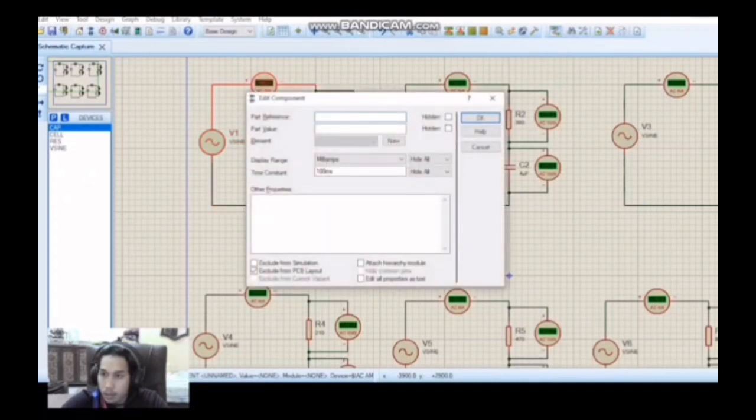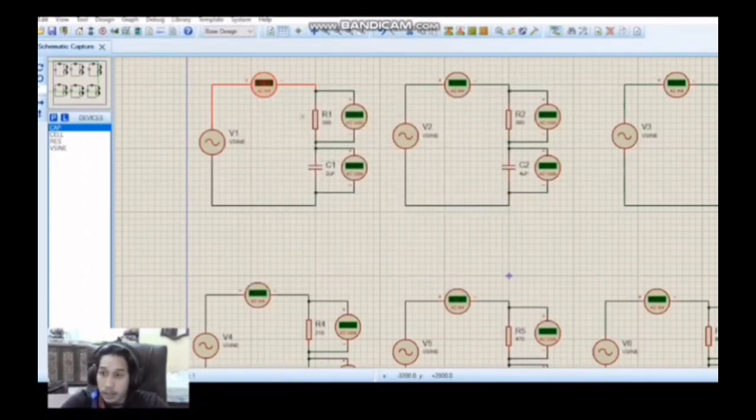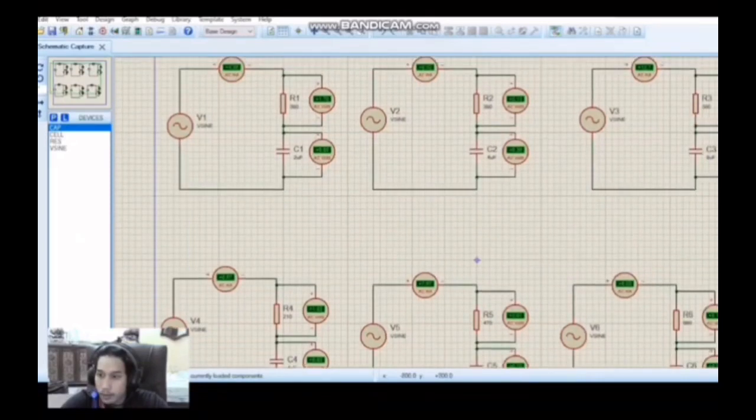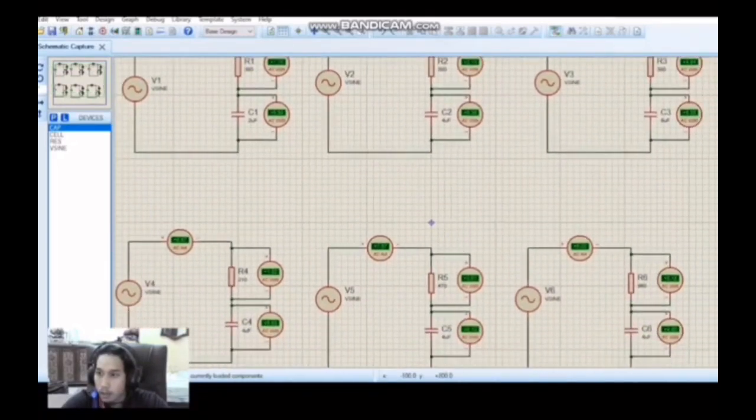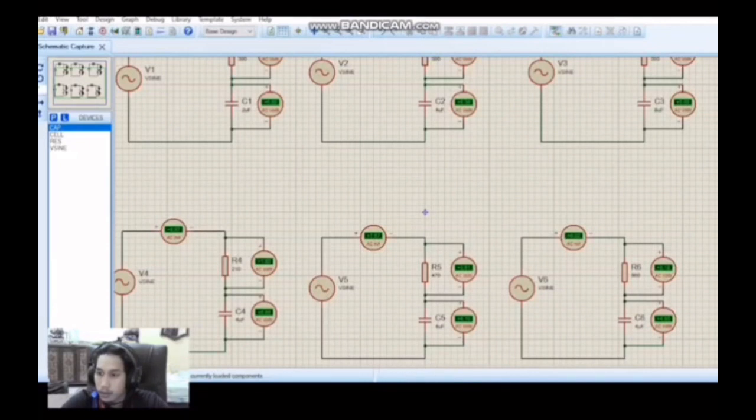For the emitter, we need to change the display range. We set it to milliampere. For the resistor and capacitance, we have different values: we have 6 values and 6 different circuits. Now we run. Okay, we got all the simulation values.